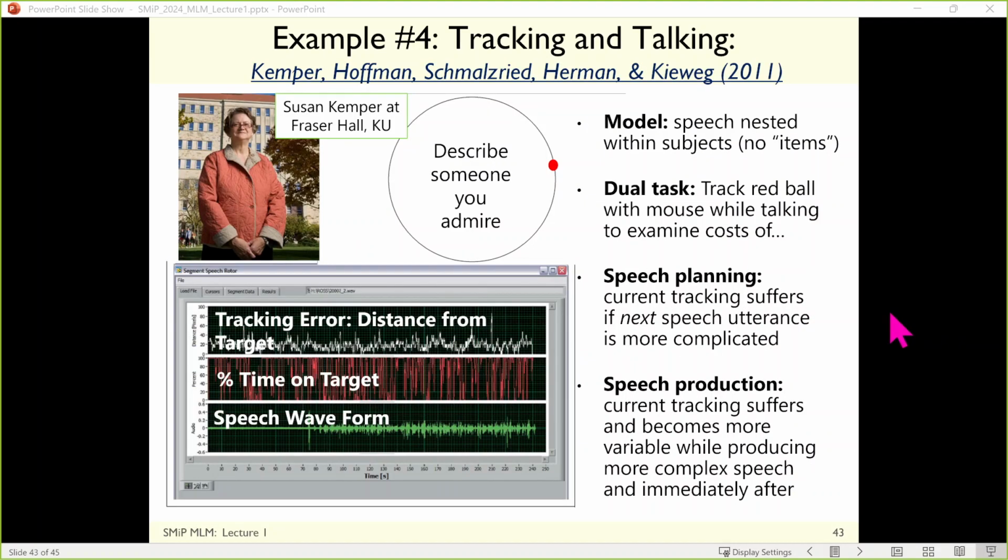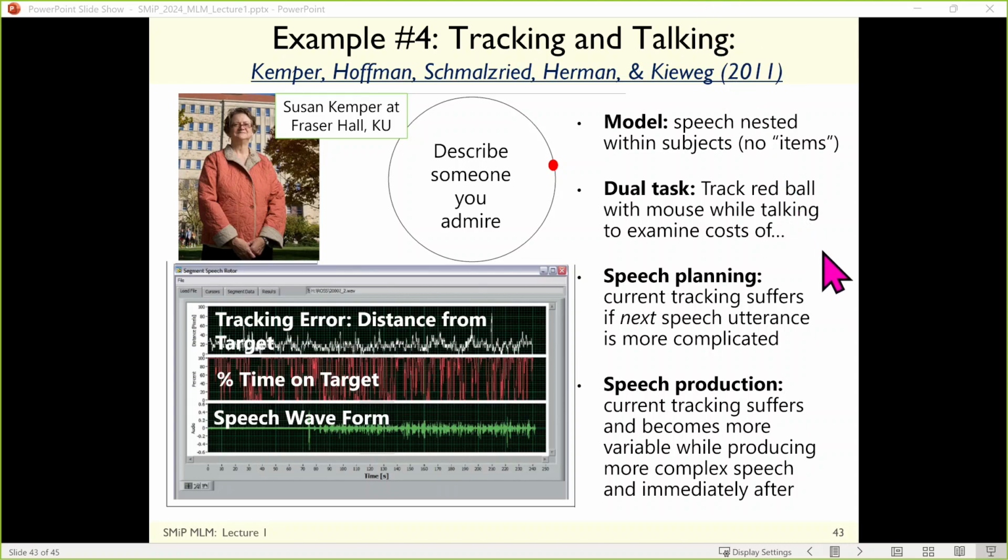Last one, this is an example that is not a crossed model, but it's within the same vein. So this is a dual task study. That's Susan Kemper. That's her in the picture here. She was one of my advisors in grad school. She's retired, so she's living happily ever after now. She had a dual task situation where she was interested in costs for talking and movement. So she called it tracking talking, and the study is linked right here.